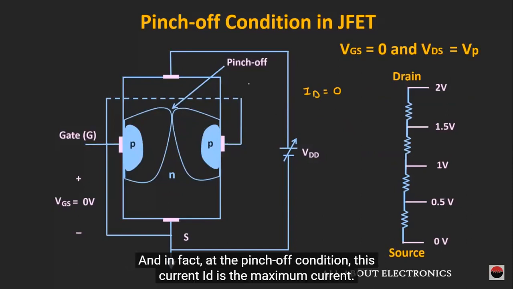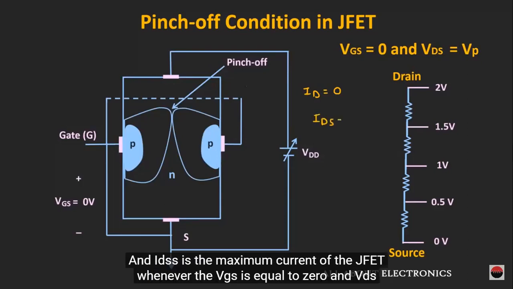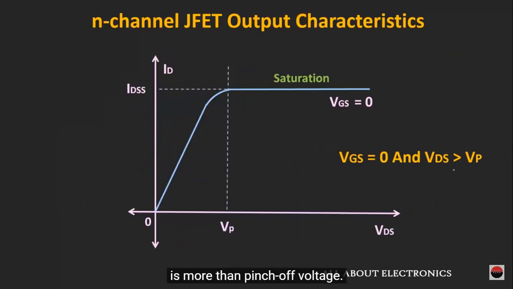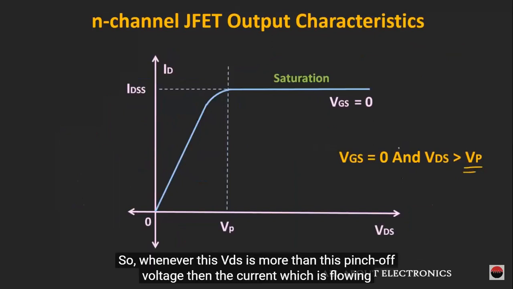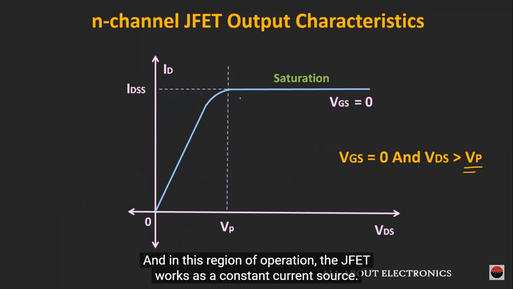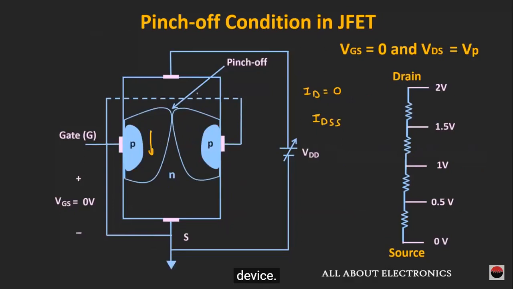And in fact, at the pinch-off condition, this current ID is the maximum current. So this saturation current is denoted as IDSS. And IDSS is the maximum current of the JFET whenever VGS is equal to 0 and VDS is more than the pinch-off voltage. So whenever this VDS is more than the pinch-off voltage, the current which is flowing through the device is almost constant. And in this region of operation, the JFET works as a constant current source. So basically, under this region of operation, we will get a constant current through this device.